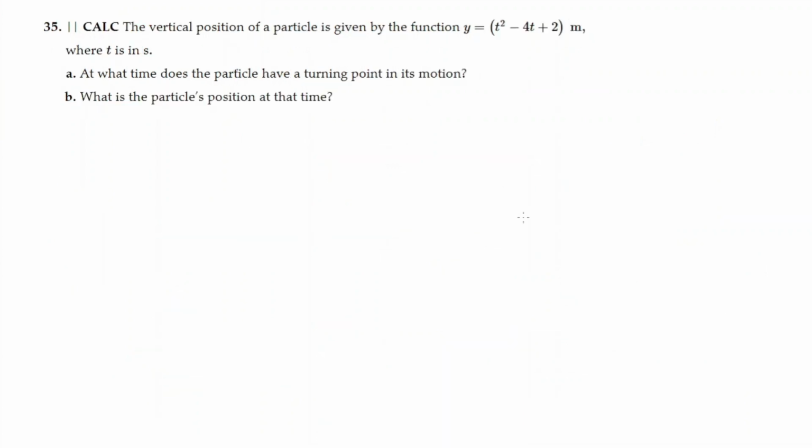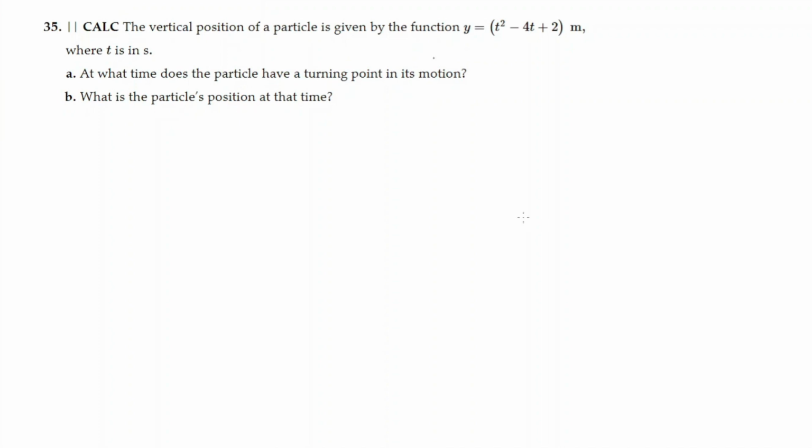Alright, so let's move on to number 35. The vertical position of a particle is given by the function t squared minus 4t plus 2, where t is in seconds. At what time does the particle have a turning point in its motion? And B is, what is the particle's position at that time?